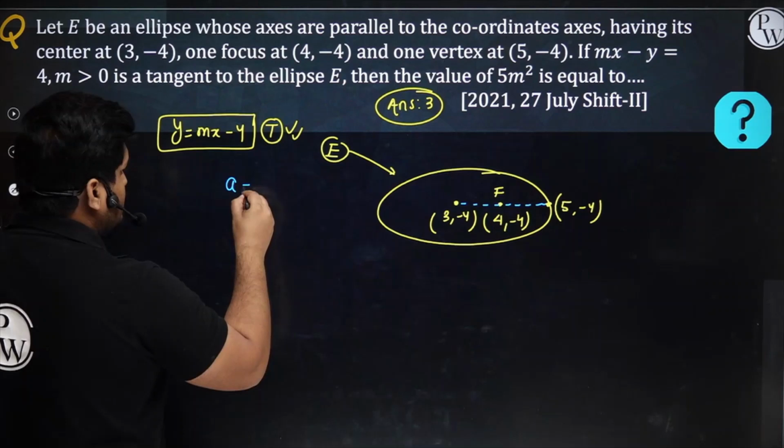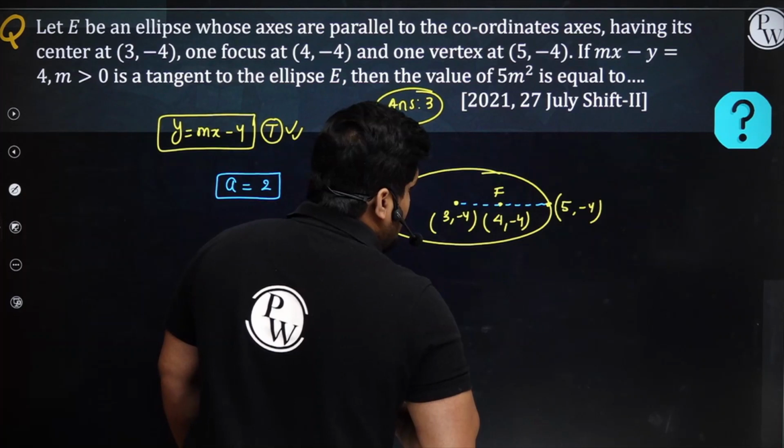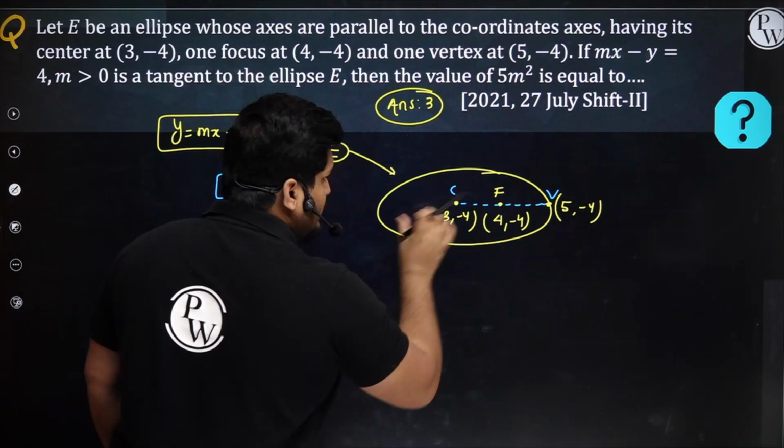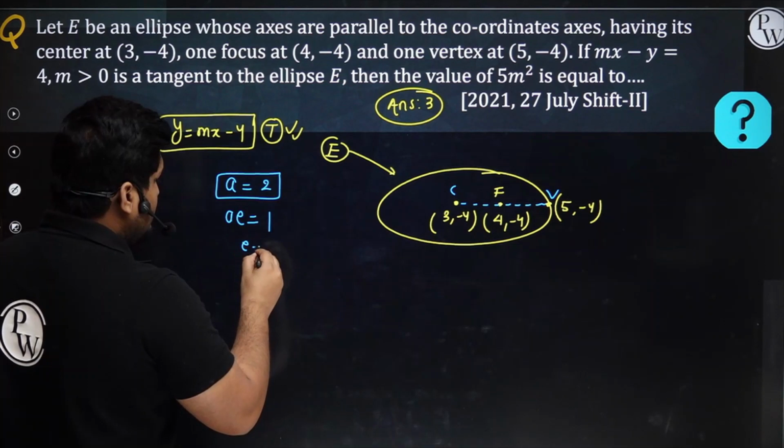Major axis, this will be 2. And what is this distance? AE length. A into E. That is the length, this one. Center to focus, and this is vertex. So center to focus distance is AE. So AE is equal to 4 minus 3, 1. So we have already E, A, so E is 1 by 2.